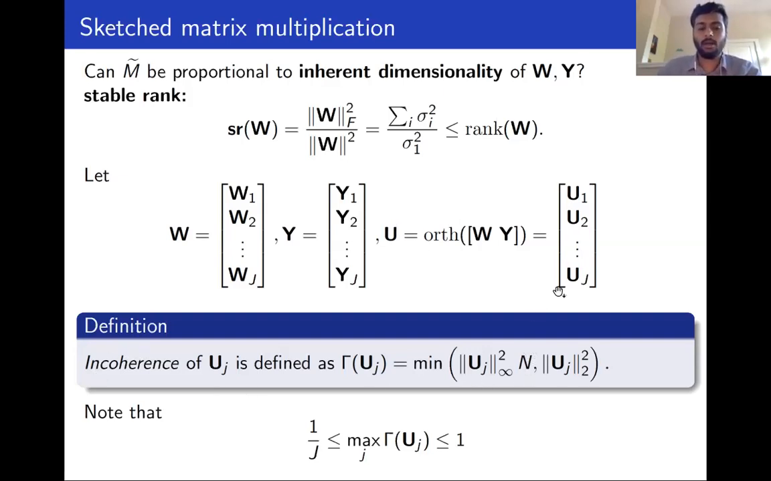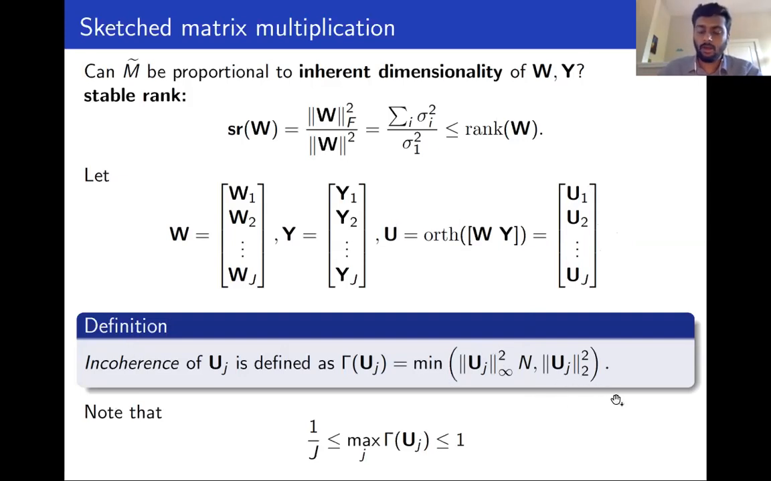And how do we define incoherence? We first concatenate these two matrices W and Y and take an ortho basis of this concatenated matrix. And then we can also divide that into J blocks because it's of the same size as W and Y. Now the incoherence is going to be defined as this quantity that I'm showing on the slide.